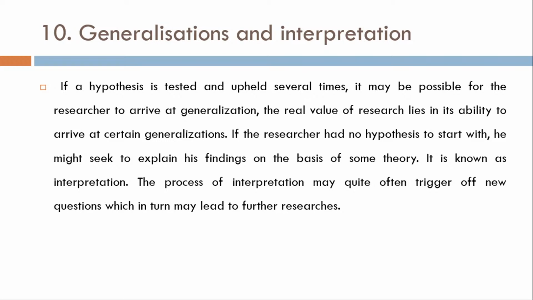If a hypothesis is tested and upheld several times, it may be possible for the researcher to arrive at a generalization. The real value of research lies in its ability to arrive at certain generalizations. If the researcher had no hypothesis to start with, he might seek to explain his findings on the basis of theory. That is known as interpretation. The process of interpretation may quite often trigger a new question, which in turn may lead to further research. If any question remains unsolved, further research can be done on that particular topic.